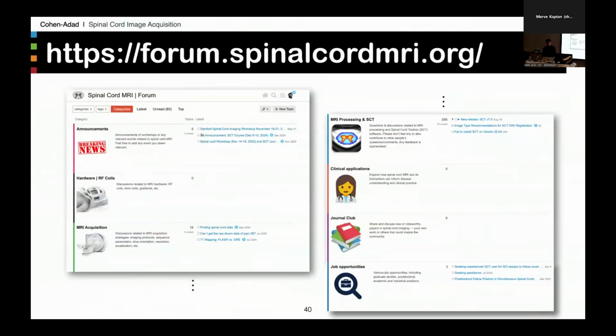It's a Discourse forum where we send communication about upcoming workshops, but it's also a platform for our community to discuss with each other and ask questions. What coil should I use if I want to do this experiment? Do you recommend that I use a TE of 19 milliseconds or 25 milliseconds for my fMRI experiment? Questions on MR processing, image processing, and SCT.